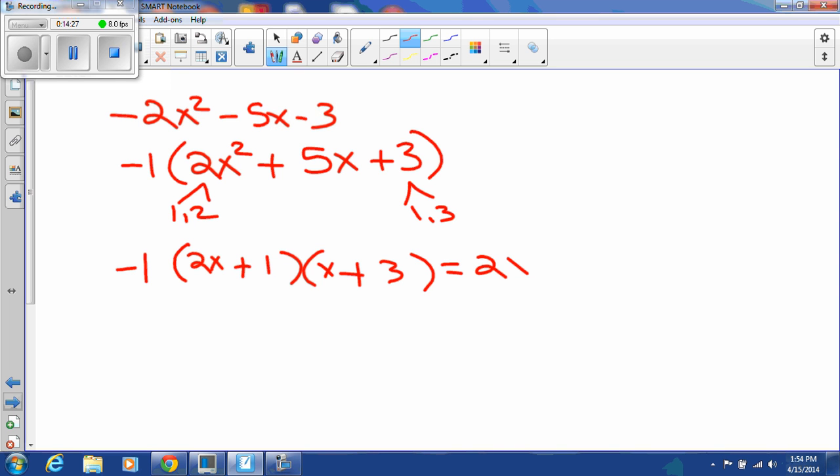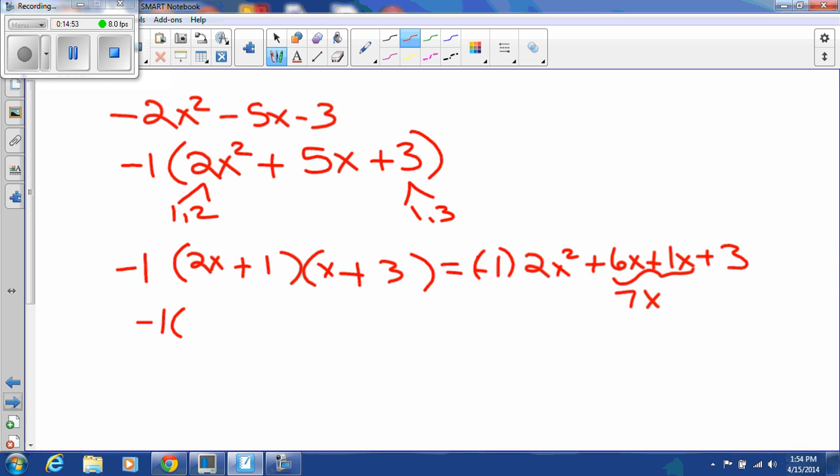When I multiply it, it gives me negative 1 times, can't forget my negative 1, negative 1 times 2x squared plus 6x plus 1x plus 3. 6x plus 1x is 7x. Ooh, I need a 5x. So let me adjust just a little bit.